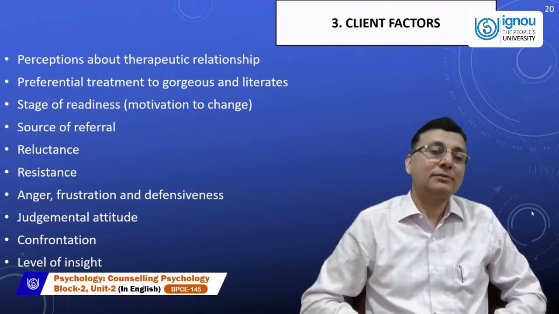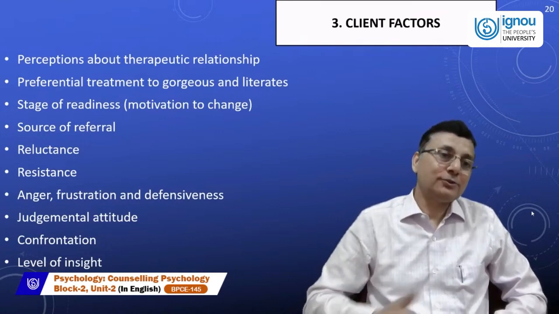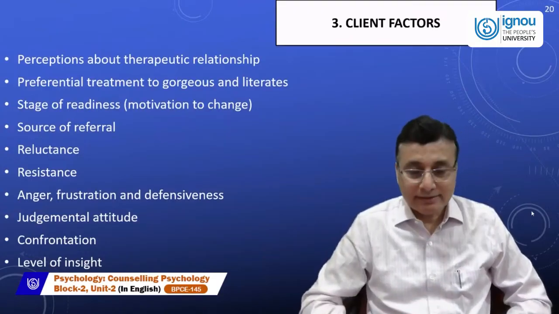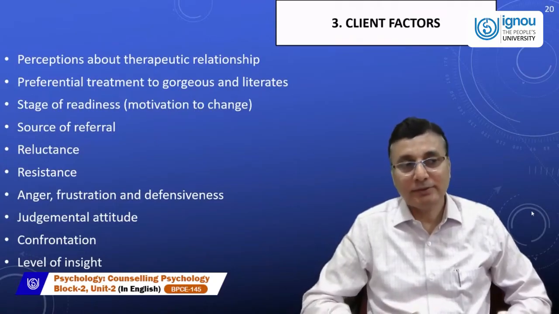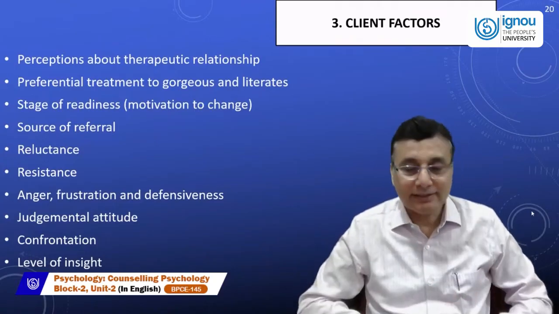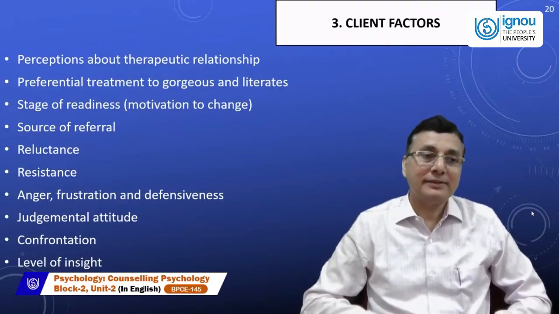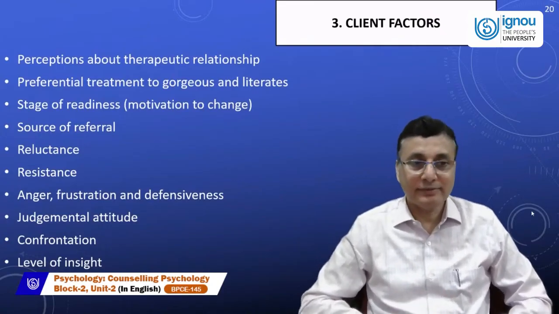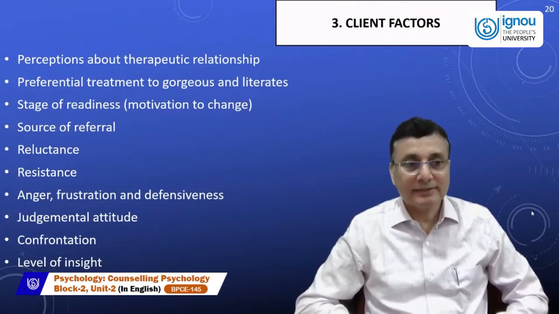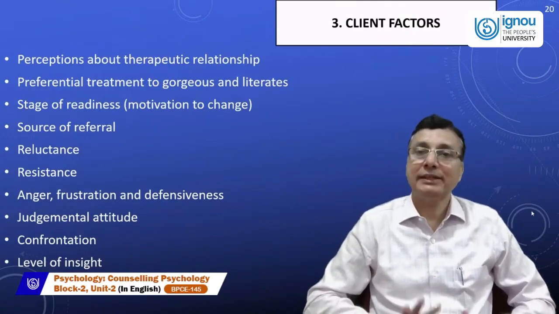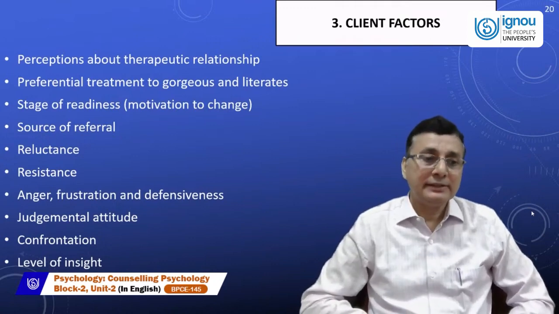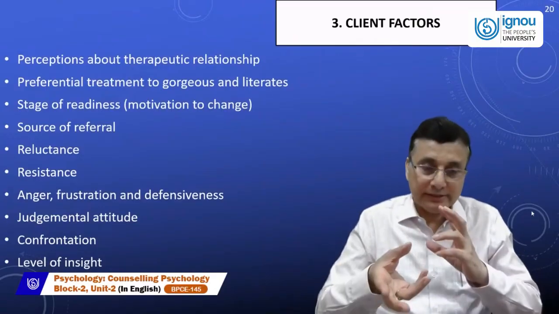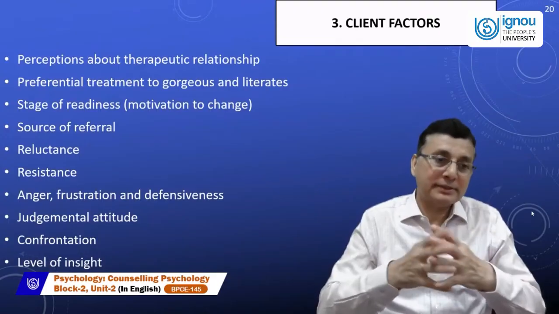Source of the referral: suppose the client is referred by your friend, so you may give preference. No. And reluctance: if the client is reluctant, it will be very difficult to achieve the goal, so your first job is to work on the reluctance. Resistance: if the client is resistant, again you have to work on the resistance. If the client has anger, frustration and defensiveness, you first have to work on these issues, then you can go for counseling. Judgmental attitude: if the client has a judgmental attitude about the counselor, for example due to gender or religion, if they are not from the same.